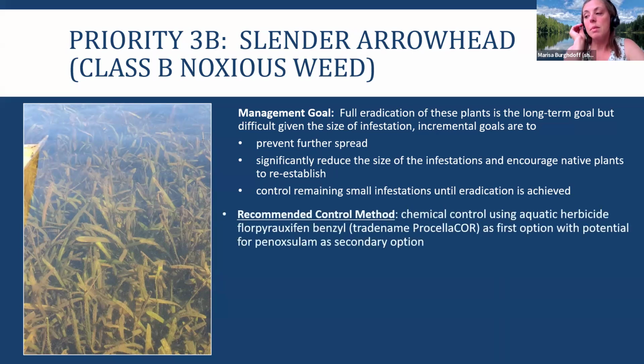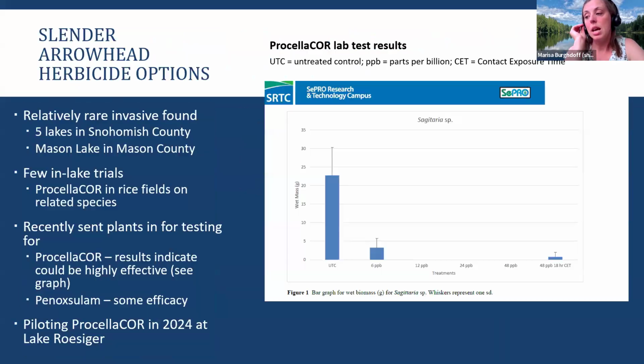And so our recommended control method is to use the aquatic herbicide Procelicor as the first option. There is another chemical that could be used. And we are really excited about this option because, as I mentioned, this is a pretty rare plant. And so when we started planting at Lake Rossiter, we had no idea what to do with this plant. And we actually decided to use Dash as our first method in order to be able to remove the lilies, or I'm sorry, the slender arrowhead.